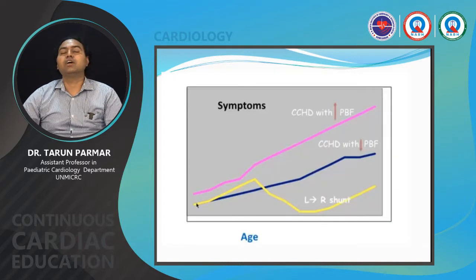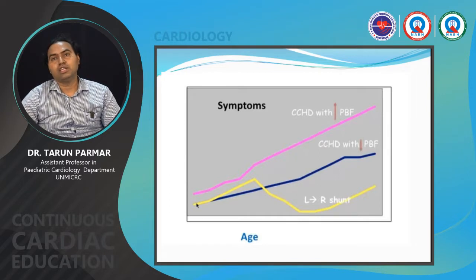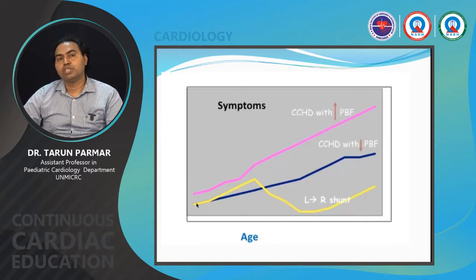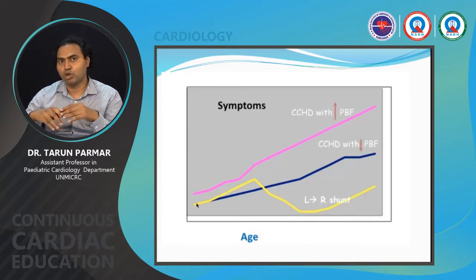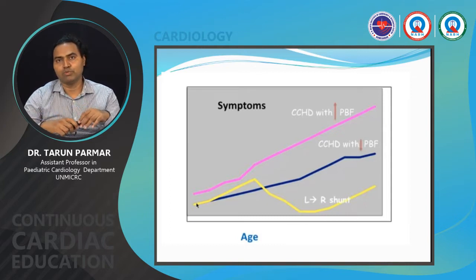So this is the chart showing the symptoms, when they appear and how they progress. You can see the cyanotic CHD with increased pulmonary blood flow, they are more symptomatic, they present early, they never become normal, and usually they have the worst course among all these patients. While cyanotic CHD with decreased pulmonary blood flow, these patients also never become normal, but their symptoms are a little bit lesser. They are less sick than the cyanotic CHD with increased pulmonary blood flow.